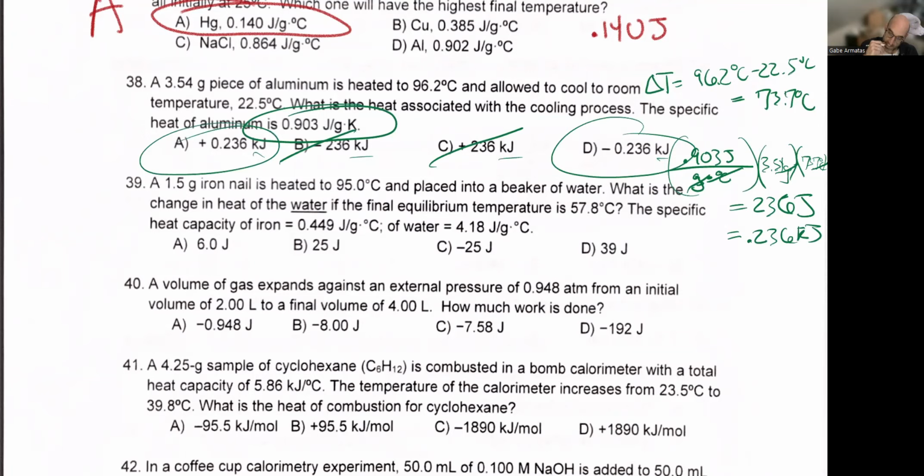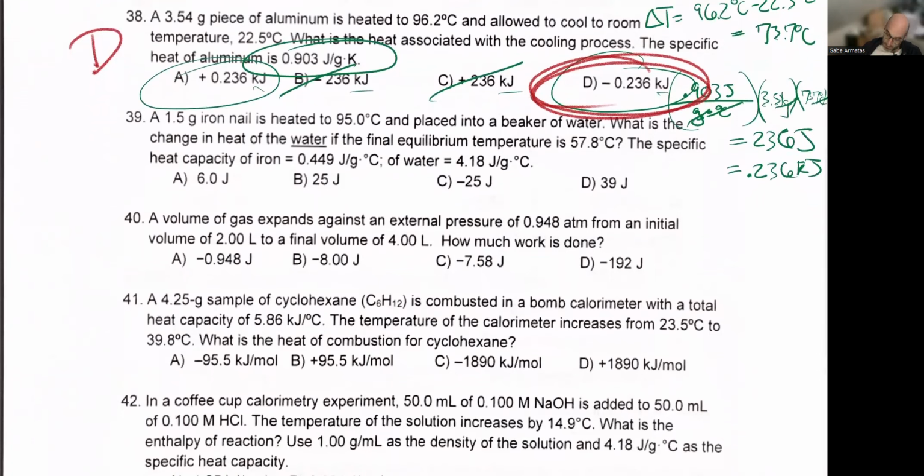And so what is the heat associated with the cooling process of aluminum? So we have to ultimately ask ourselves, did it lose heat or did it gain heat? So the system, being the aluminum, is releasing heat into the surroundings. So it's cooling. So it's releasing heat into the surroundings. That is going to be a negative. So we should have D for 38. 38D. There we go. All right, two more.